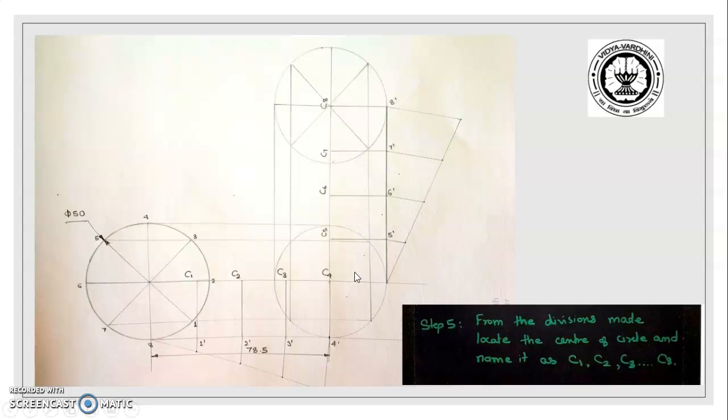Once we draw this, from the dimensions made, locate the center of the circle and name it as C1, C2, C3, C4, C5, C6 up to C8. Also look at, we have divided the circle into 8 parts. Similar 8 divisions we are transferring on the imaginary circles we have drawn at 2 intermediate locations. So when such kind of questions are given, we can start with the first circle, intermediate circle and last circle.